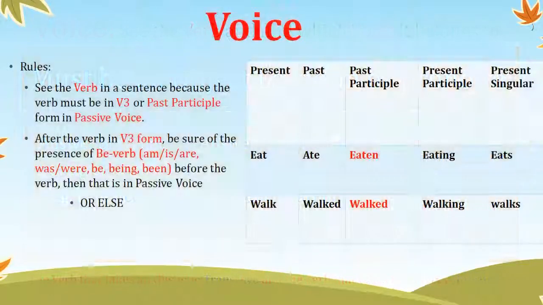Now let's go to another passive voice rule that I am giving you. First of all, I told you to see the verb in a sentence. Because the verb must be in V3, try to understand. The verb must be in V3 or past participle form in passive voice. If that verb is not in past participle, we cannot change it.